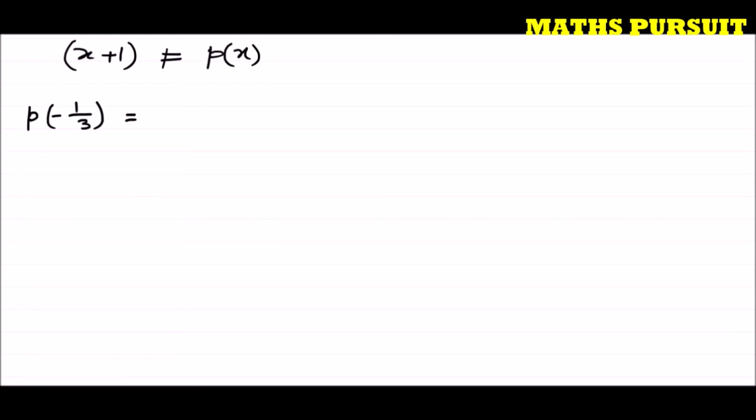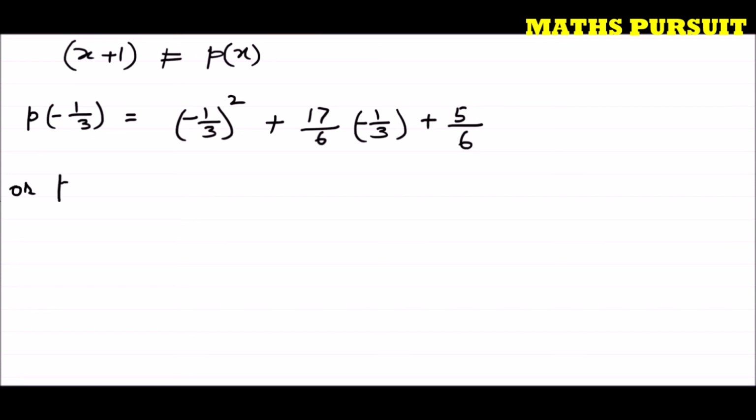So P(minus 1 upon 3) is equal to, just replacing the value of x with minus 1 upon 3. Here we have x to the power 2, that means minus 1 upon 3 to the power 2, plus 17 upon 6 into minus 1 upon 3, plus 5 upon 6. Or I can write P(minus 1 upon 3) is equal to 1 upon 9 minus 17 upon 18 plus 5 upon 6.